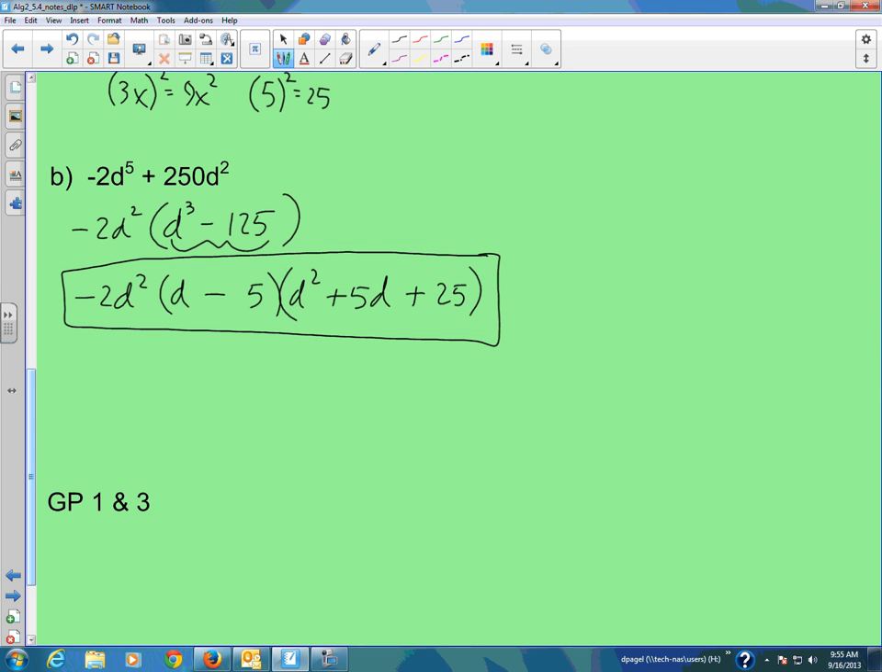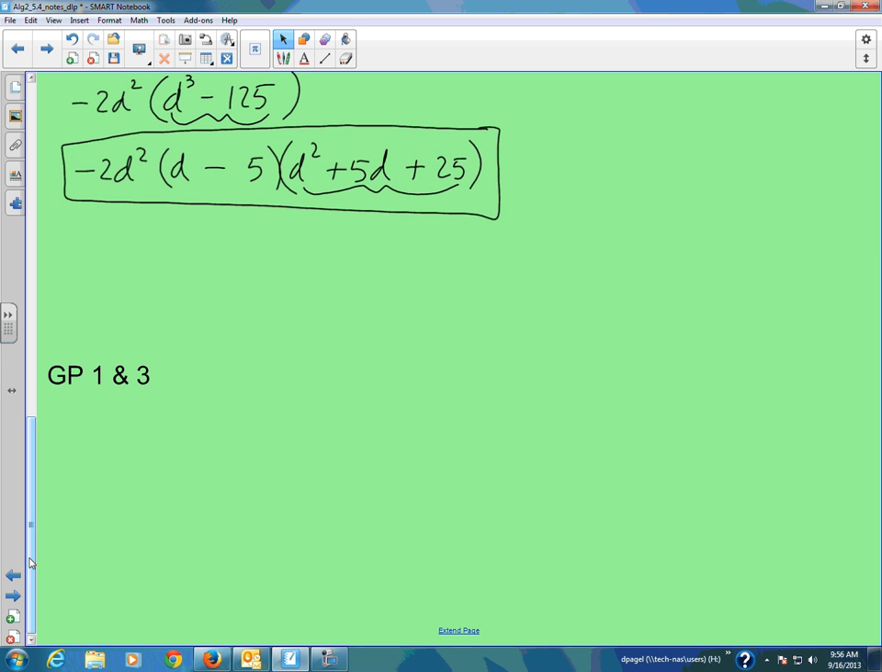Now when you're doing the sum and difference of cubes and you get down to the trinomial, it might look like it's factorable. This part might look factorable, but it won't be. And so when we start talking about zeros, solutions or roots, that d squared plus 5d plus 25 would give me imaginary solutions. It wouldn't give me real solutions if I were to factor it and set it equal to 0. So typically I won't be able to factor that to give real solutions. I'll get imaginaries from that, but that's coming up later.